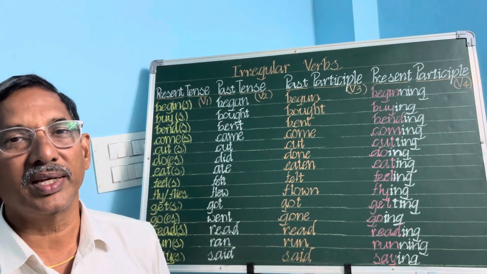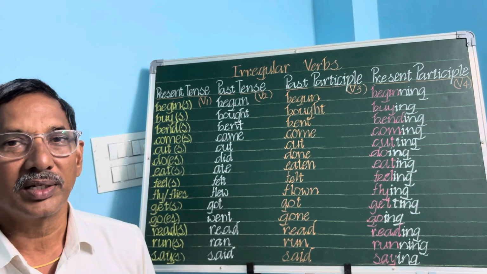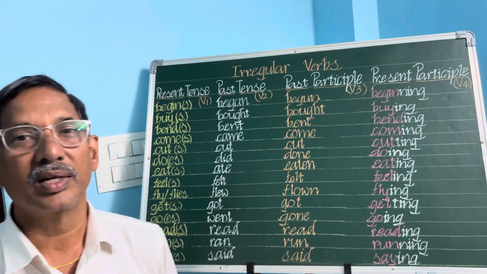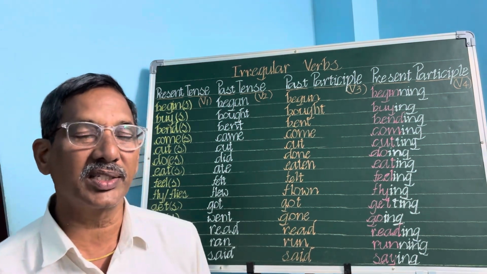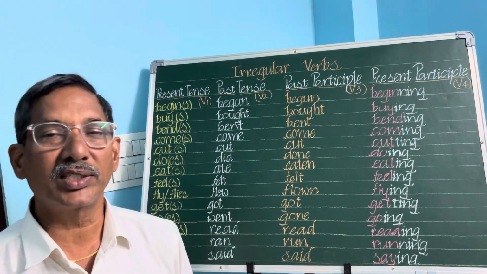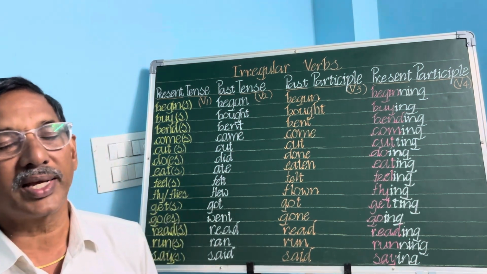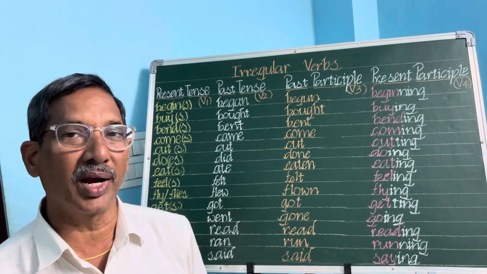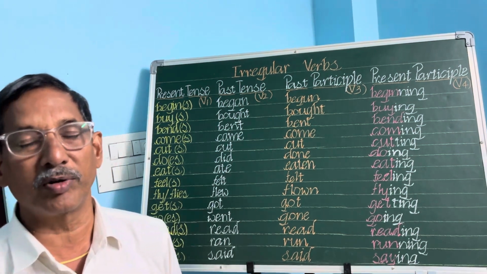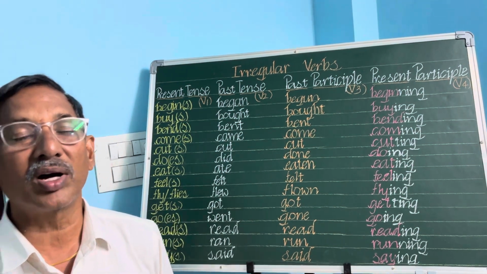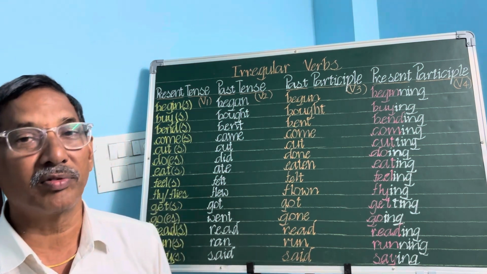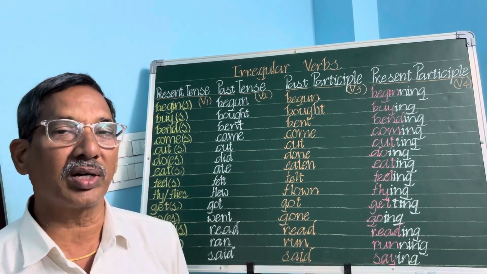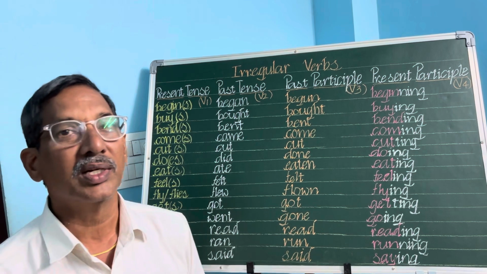Today we will talk about irregular verbs. We have already discussed that English verbs are broadly categorized into two types, regular verbs and irregular verbs. In our previous session, we talked about regular verbs. In this session, we will talk about irregular verbs.